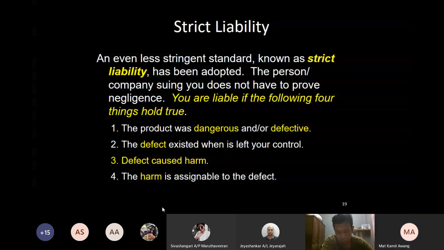Okay. So now, if I ask you to compare between legally negligent and strict liability, can you do that in an exam? Compare and contrast between legally negligent and strict liability.